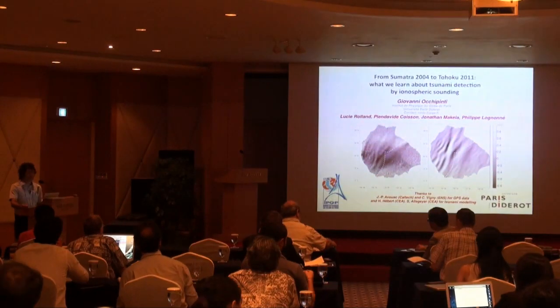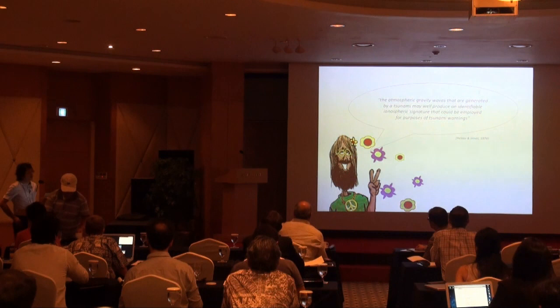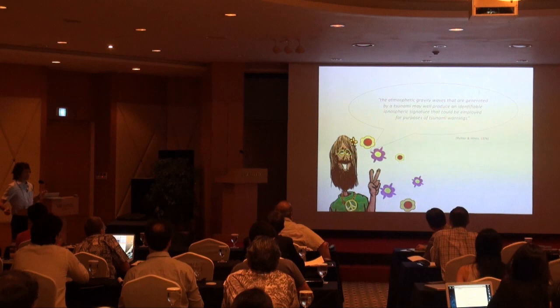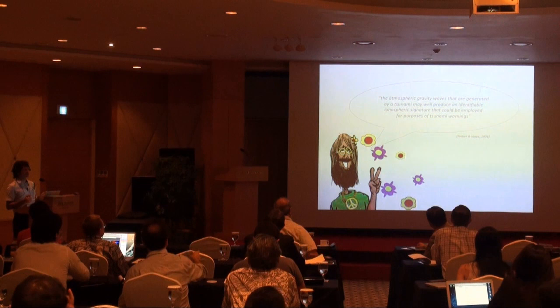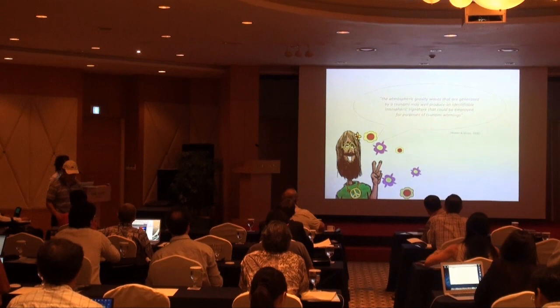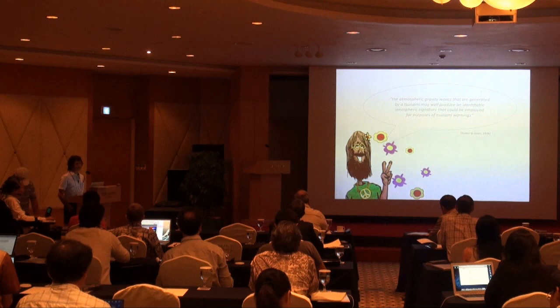Behind this is the result of the book first presented by Ernst in physics, which gave us the idea that the gravity waves generated by tsunami propagation can create a strong perturbation in the ionosphere. This kind of perturbation can be used for detection of a tsunami from space, using satellites or radars and other kinds of instruments.